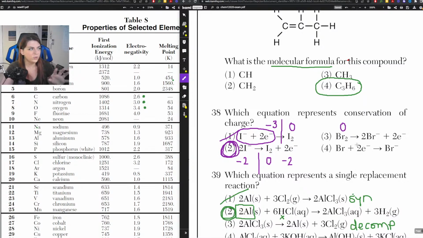I'm going to just run through choice 3. If there's questions after this, let me know. Bromine over here is an ion, but I have 2 of them, so that's going to be -2 between the bromines. And then those 2 electrons are also -2. So in total, this entire product side is going to come out to -4, which is not equal to the 0 on the reactant side. So that's also not the answer.